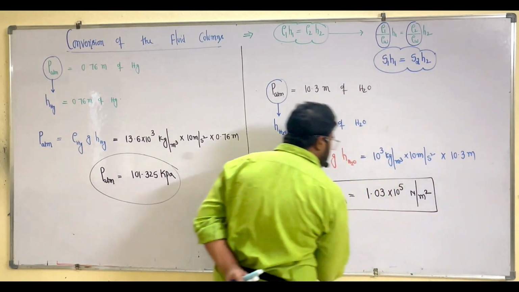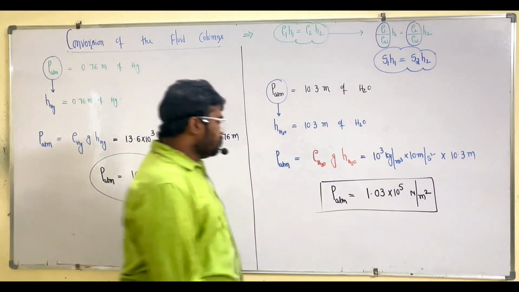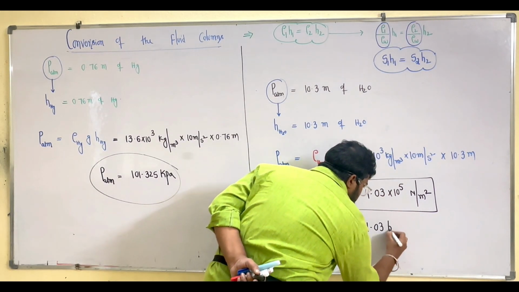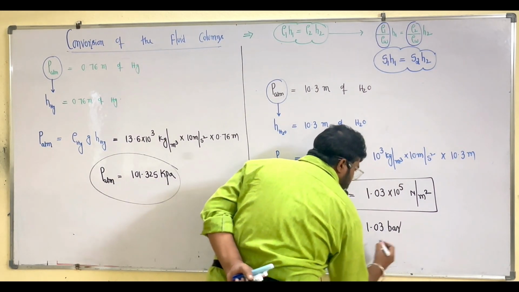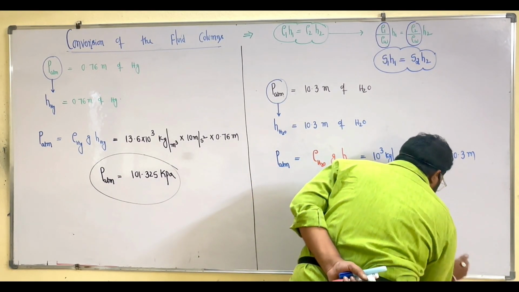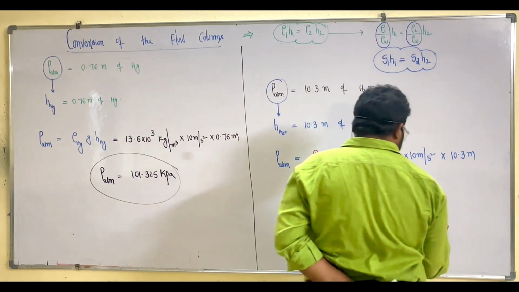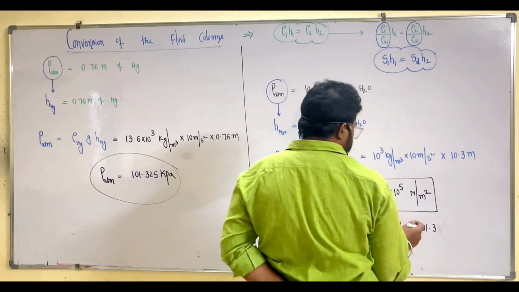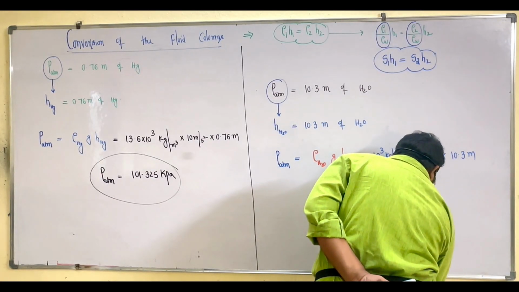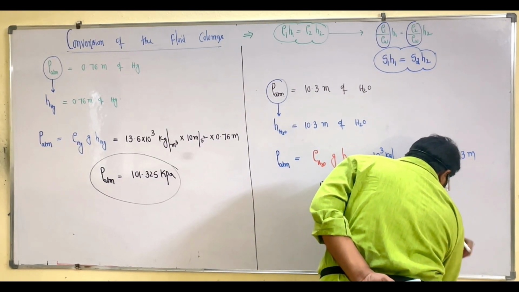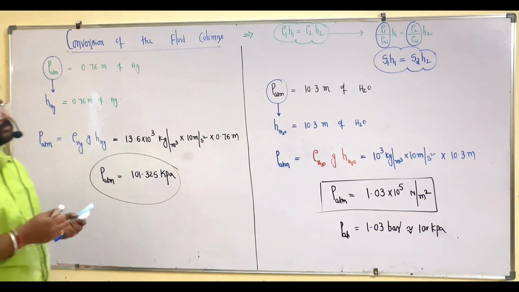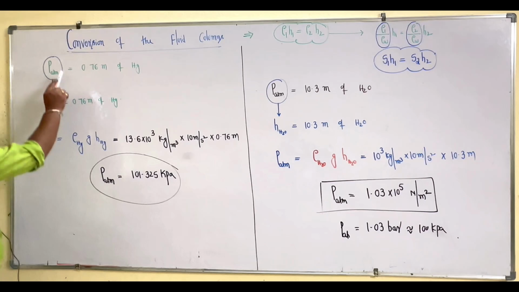This is the bar. 1.03 bar. The atmospheric pressure equals 1.03 bar. It was 101.3 earlier, and this comes to 103. Fine, no issue. This is around 100 kilopascal. Understood? So now, how to convert this into this?